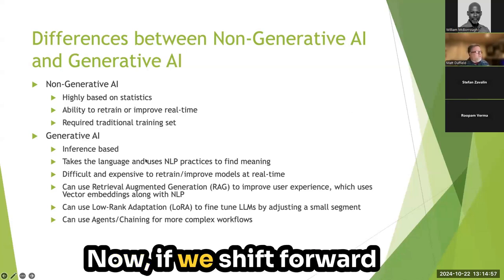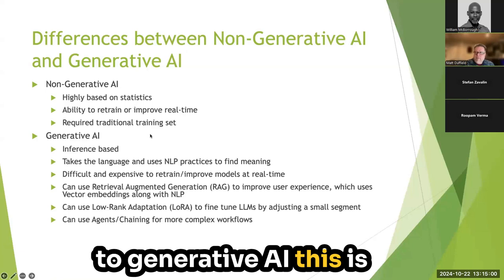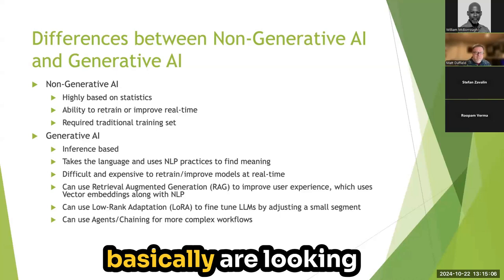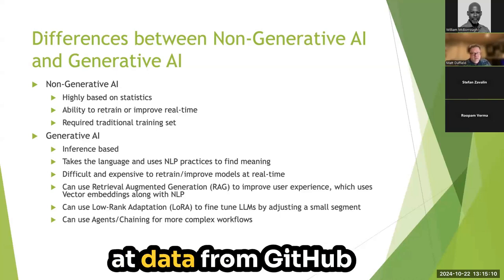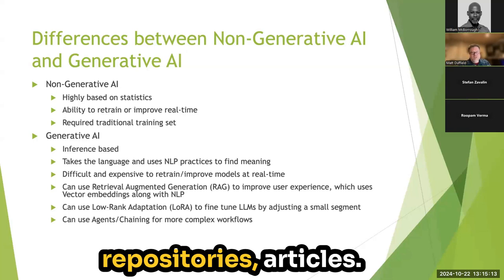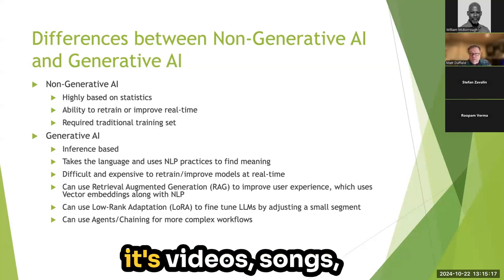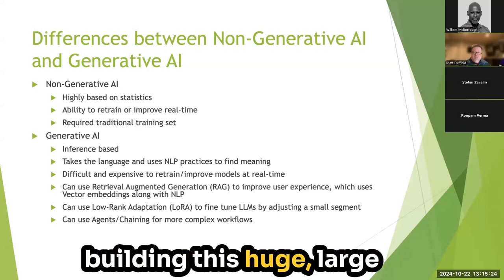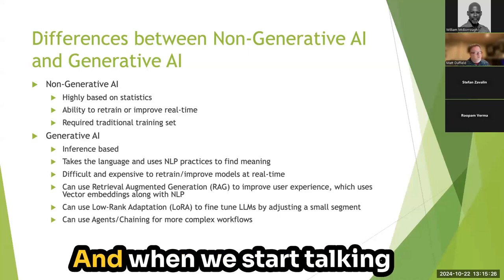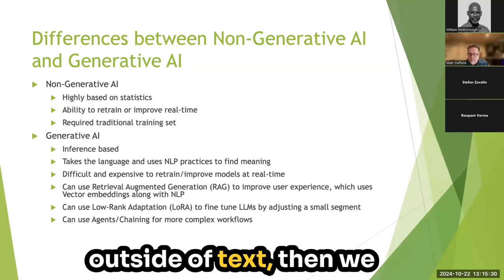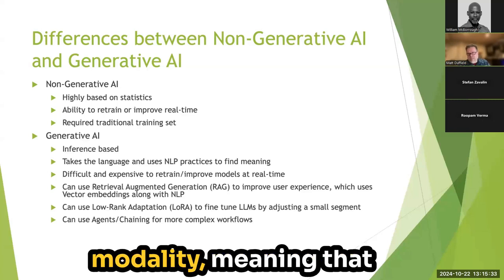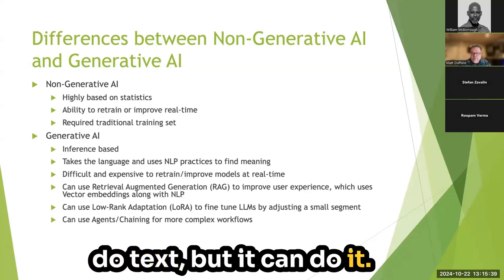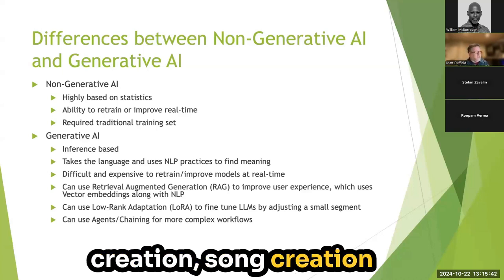Now, if we shift forward to generative AI, this is completely different, where we're using more of an inferencing engine. We're looking at data from GitHub repositories, articles, artistry work, whether it's videos, songs, images, paintings, whatever it is, and we're building this huge large language model that can inference off of that. When we start talking about things outside of text, we call that multimodality, meaning the AI is so good that it can not only do text, but it can do image creation, video creation, song creation, and other things.